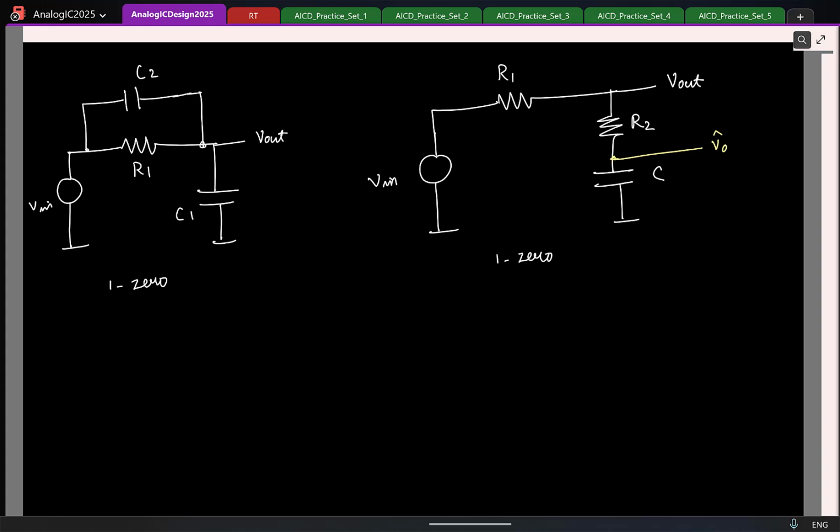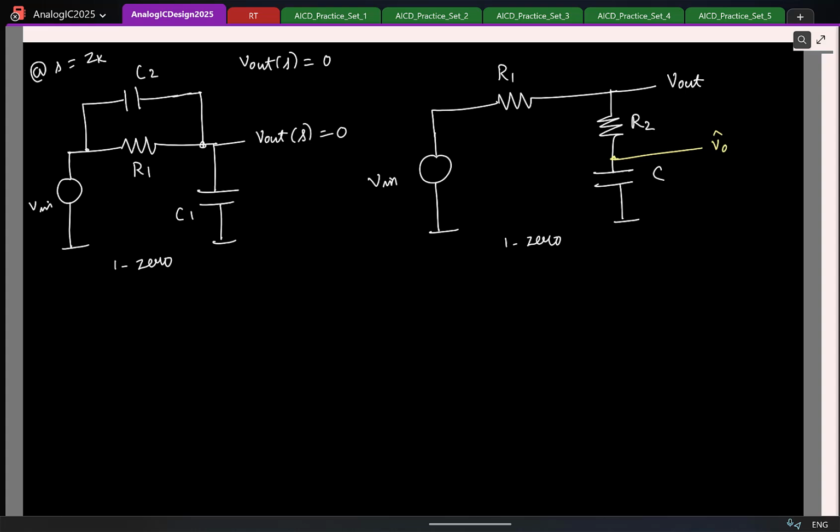Now calculation of 0 location is even slightly simpler. So what you do is the following. I know that at my 0 frequency, that is S equal to the zero, what can you say about V out of S? At the 0 frequency, V out of S is 0. So to find the 0 frequency, I'll assume that my output in the Laplace domain is 0.